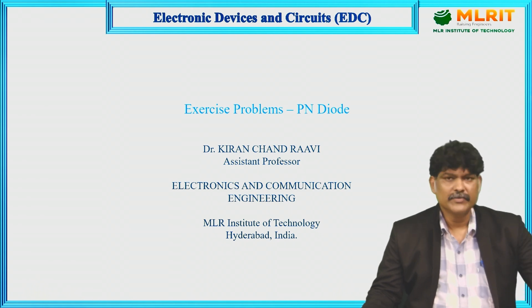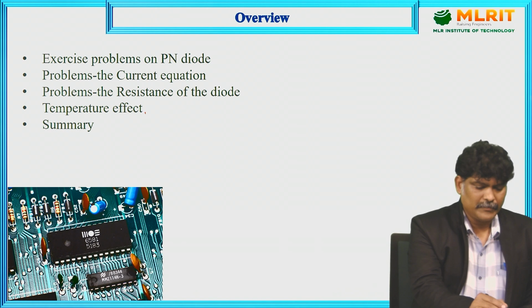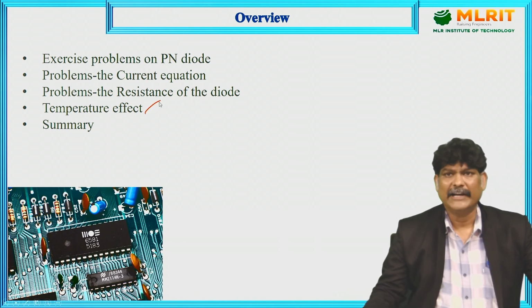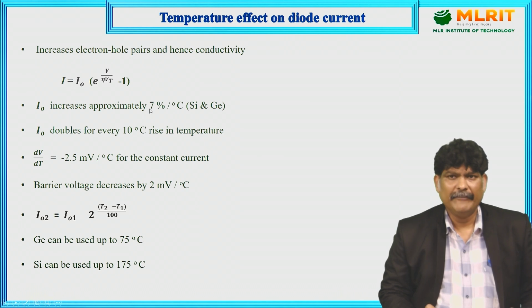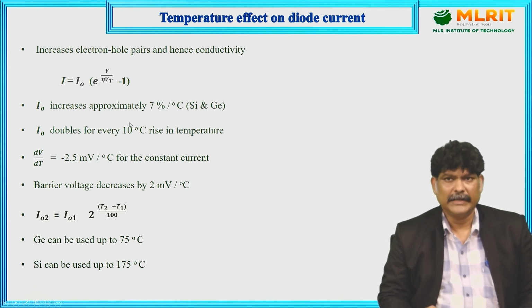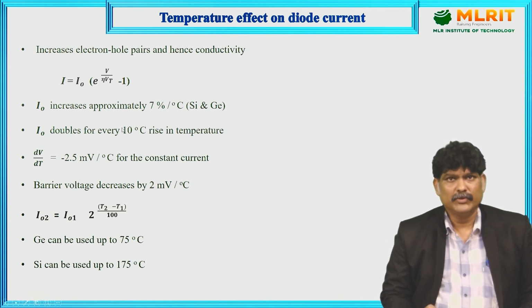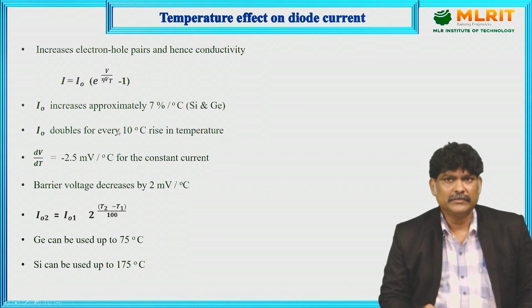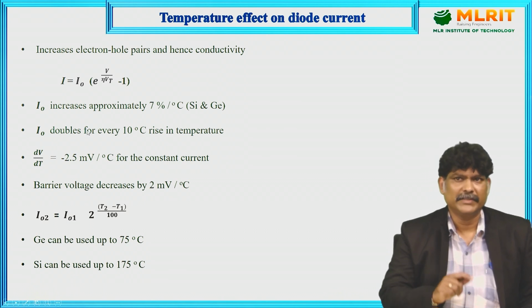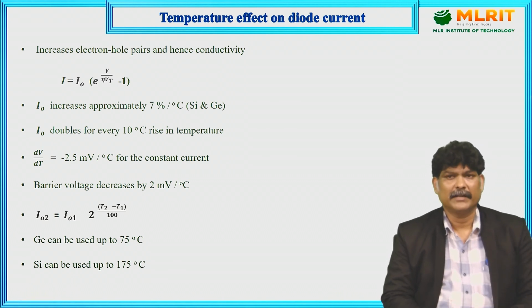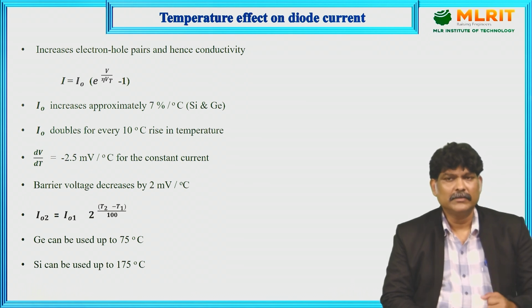In continuation to the previous lecture, today we are going to discuss the temperature effect on the diode current equation. Usually there is a huge impact on the diode current equation with temperature. The surrounding temperature may change the characteristics of a semiconductor diode, and hence the diode current also changes.